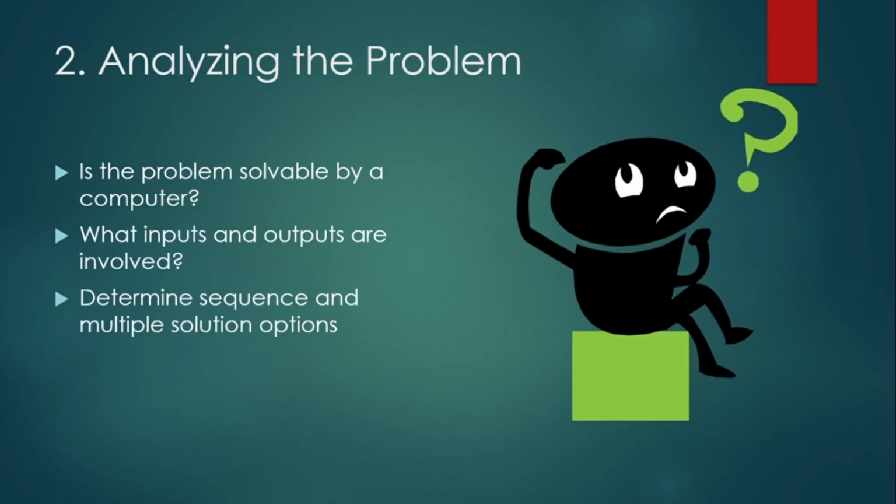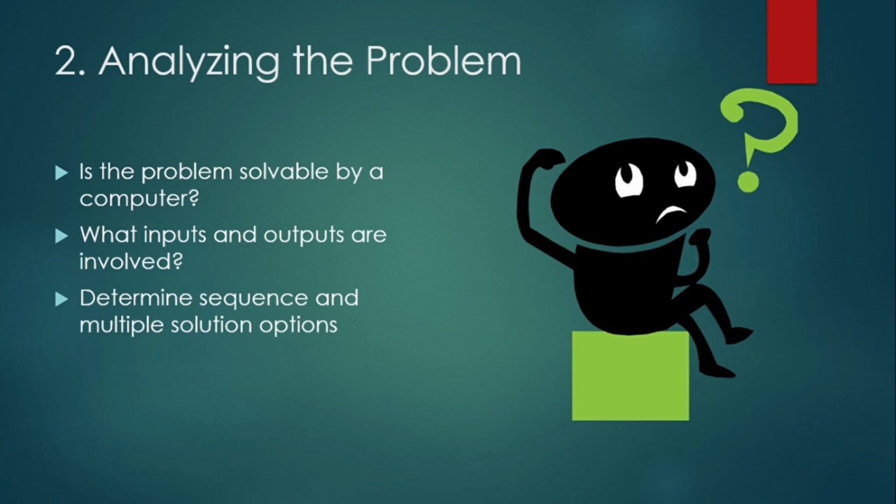The second step is analyzing the problem. After defining what the problem is, you need to analyze it deeply to plan your approach. In analysis, you ask yourself, is this problem solvable by computer? For example, emotional issues are not solved by programming, but calculation-based tasks are. What are the input and output involved? You must know what data you need to enter and what result you want to display.